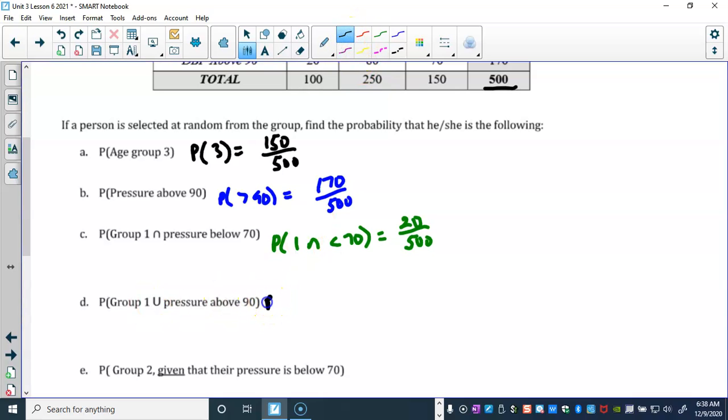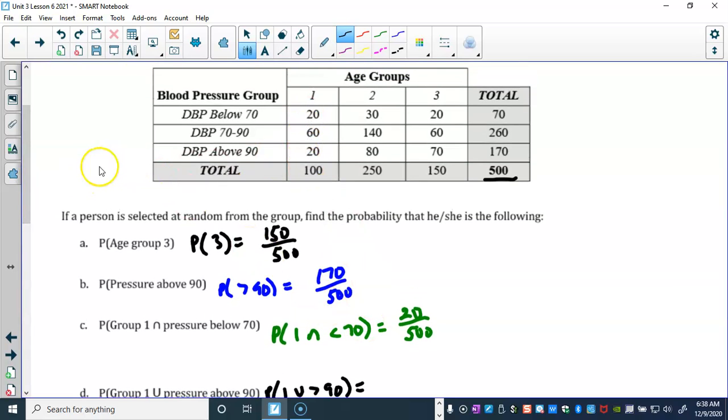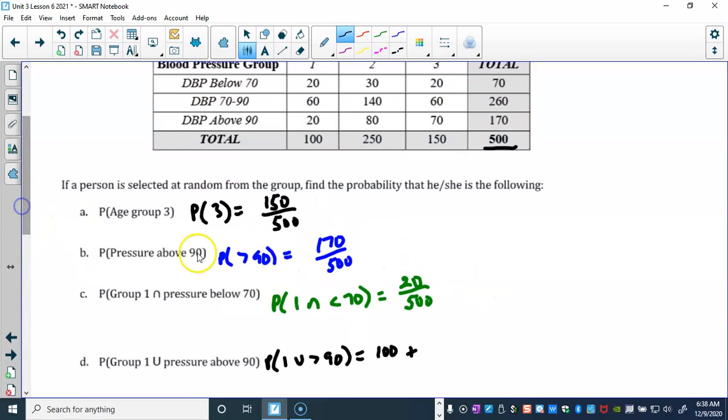So the probability of being in group 1 or blood pressure greater than 90. So group 1 is 100, and this is all out of 500, but for right now, I'm just going to use the value. So we got 100 plus being above 90 is 170. We'll subtract group 1 and above 90, so minus 20. So it's going to end up being 250 out of 500.